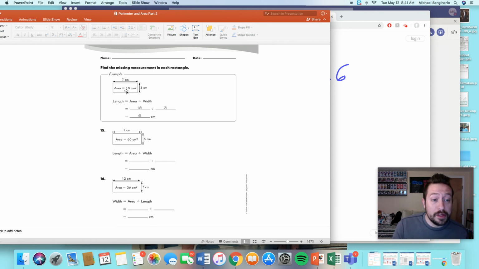Your area here was 18 centimeters squared. We knew the width was 3 centimeters, but we didn't know what the length was. All they had to do was take 18 divided by 3, done, 6 centimeters. So see how area in this sense is a little bit easier. There's one less step you have to do versus when you have to find the missing side in a perimeter problem, okay? So you're going to do these.